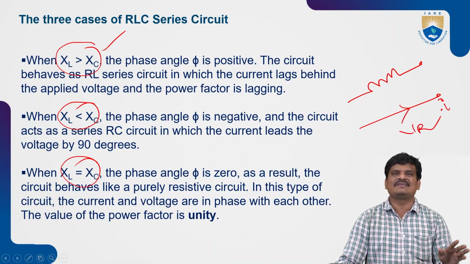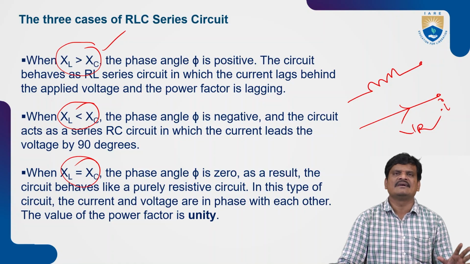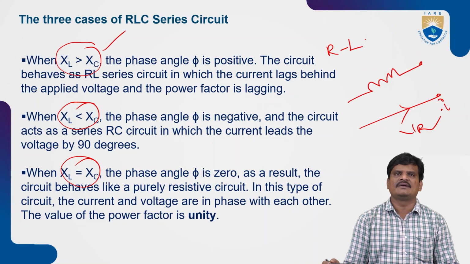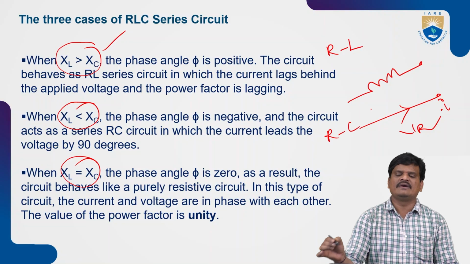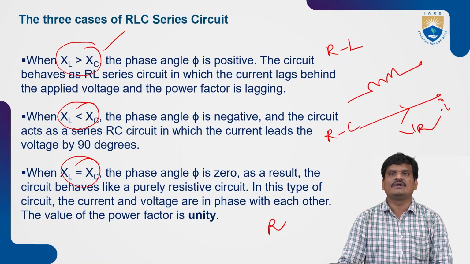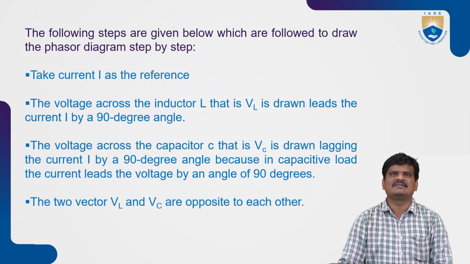So these are the three phasor diagrams we get for a series RLC circuit when we consider different cases: XL greater than XC, where it will behave as an RL series circuit; XL less than XC, where it will behave as a series RC circuit; and XL equal to XC, where it will behave as a pure resistive circuit. So you are going to get three phasor diagrams for a series RLC circuit.